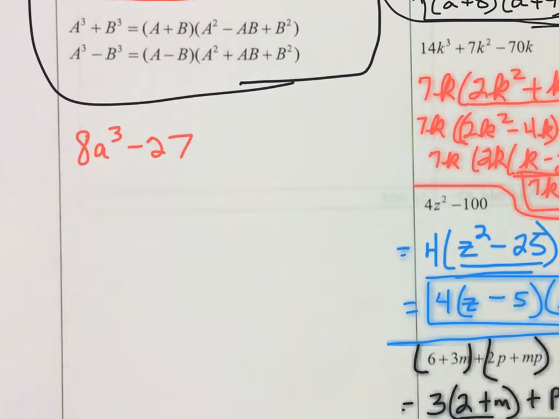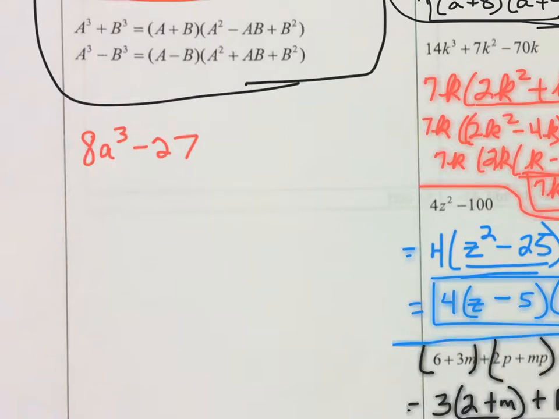Well, 8 is not a square number, and that's enough to know this is not the difference of 2 squares. So we need to check to see if it's the difference, in this case, of 2 cubes. 8 is the cube number for 2. A is being cubed. Is 27 a cube number? Yes, it is. It goes with 3.